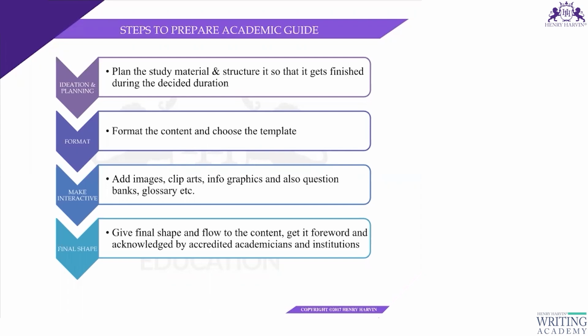Give a final shape and flow to the content, and get it forwarded and acknowledged by the accredited academicians and institutions. Yes, in order for an academic guide to be prepared, you need to get it acknowledged and accredited by the academicians and the institutions. So you need to be a subject matter expert if you are preparing an academic guide. No matter what field you are from, you need to be a subject matter expert in that field. It's only then that you can go ahead and prepare an academic guide and get it acknowledged. Then you need to formulate it to the final result.